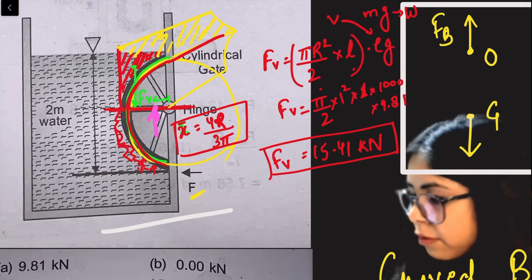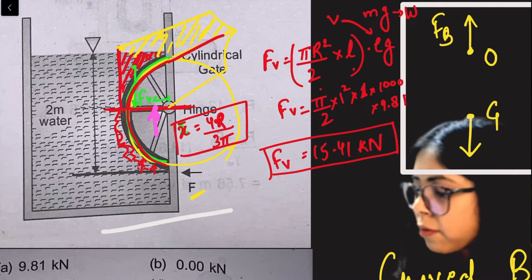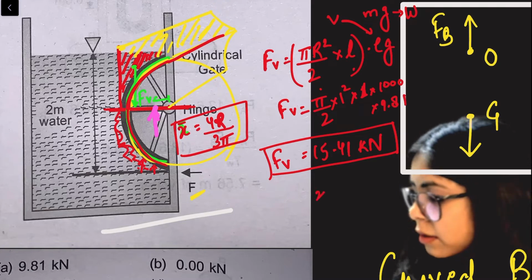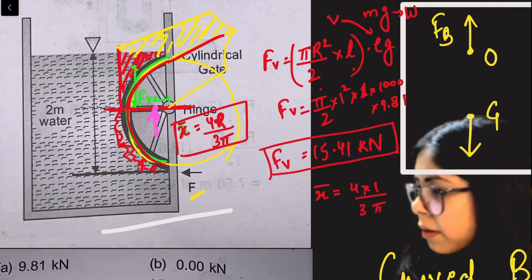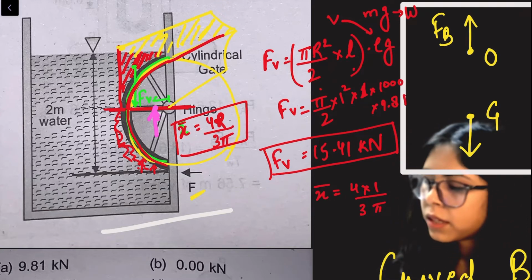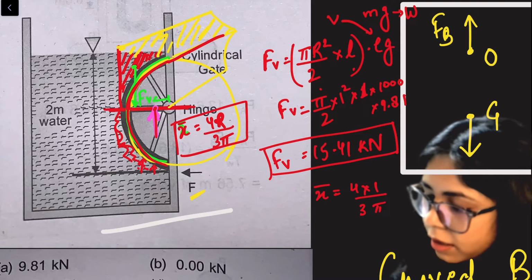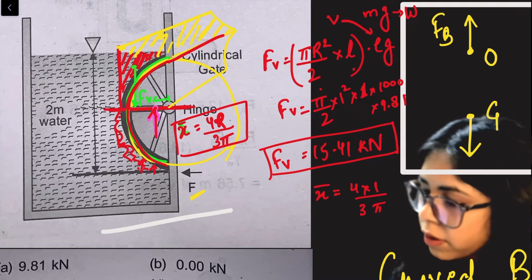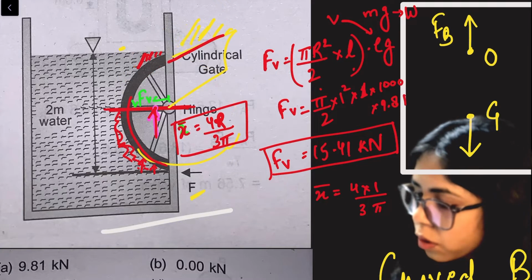So I have this Fv value as 15.41, which will act at x bar, which is 4 into 1 upon 3 pi. So this is the force, right? This is the vertical force acting here. Okay, I will remove everything. Now I will show only the forces here.